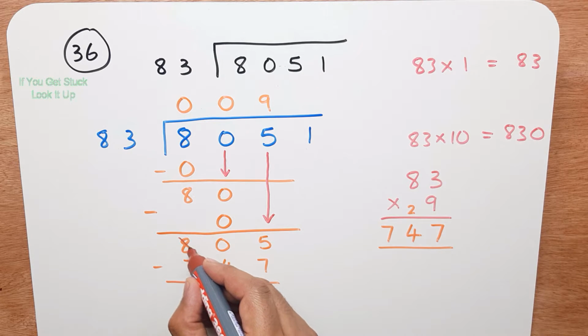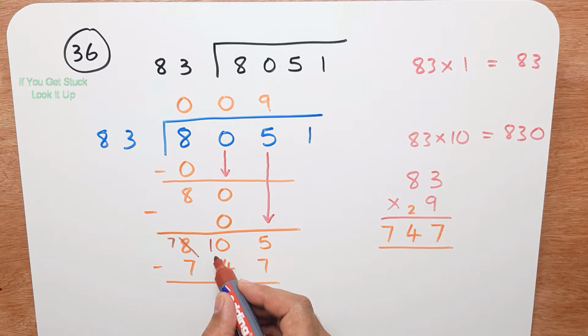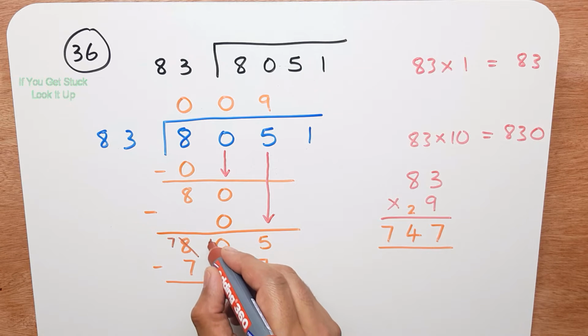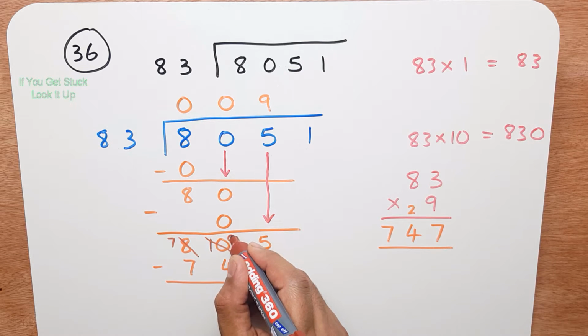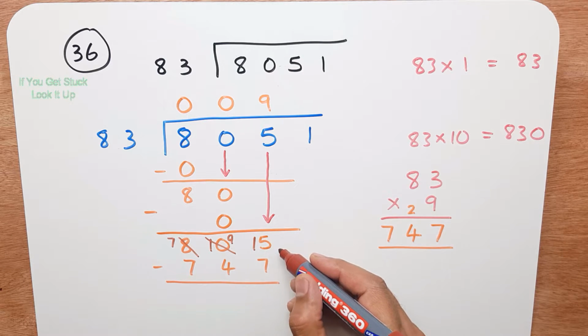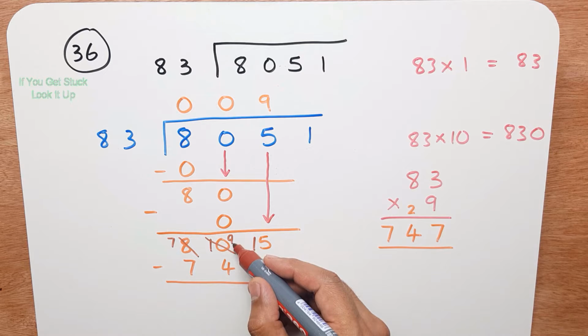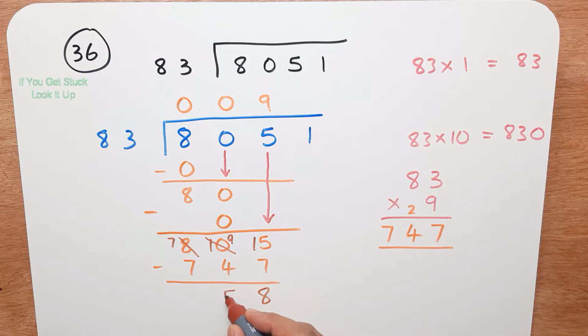So we cross out the 8 and it becomes 7. The 1 we've borrowed turns that 0 into 10. Now this 5 can borrow 1 from there, so we cross that out and it becomes 9. And the 1 we've borrowed turns that 5 into 15. So 15 take away 7 is 8. 9 take away 4 is 5. And 7 take away 7 is 0, and we can leave that. So our answer is 58.